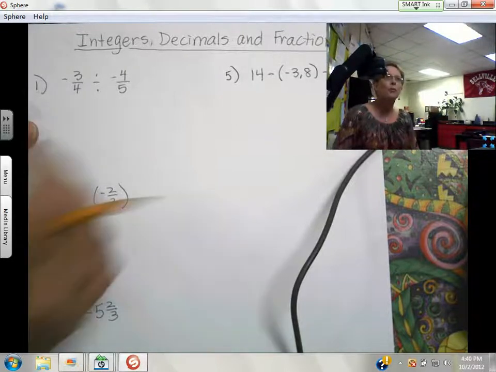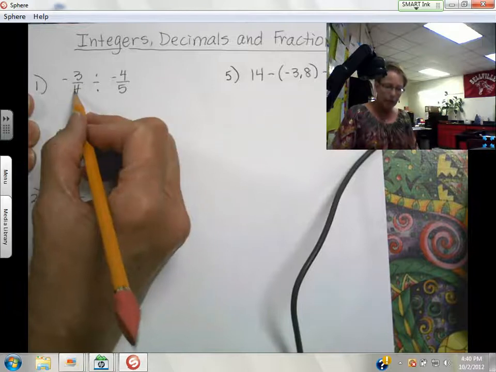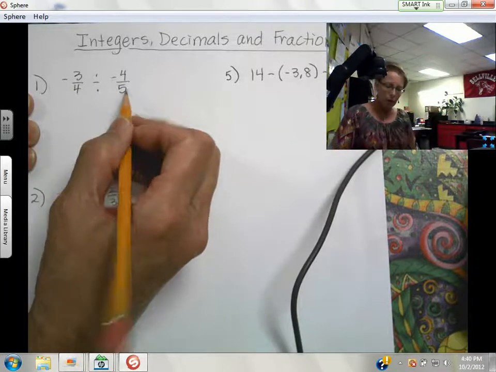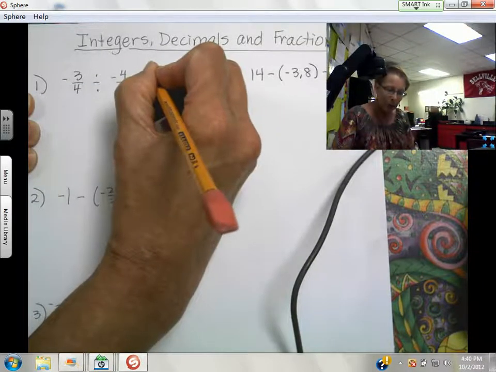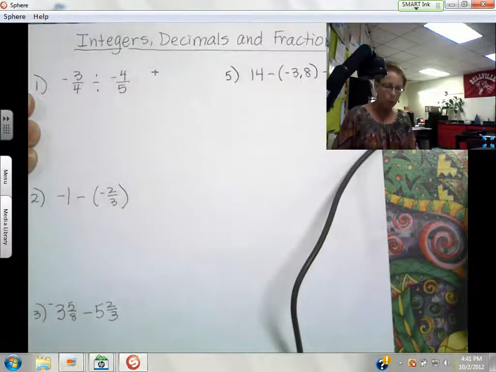Okay, our first problem is a -3/4 divided by a -4/5. Are the signs the same? Yes, so it's a positive answer. Let's just go ahead and put a plus sign right now, and then we'll go back and work our problem.